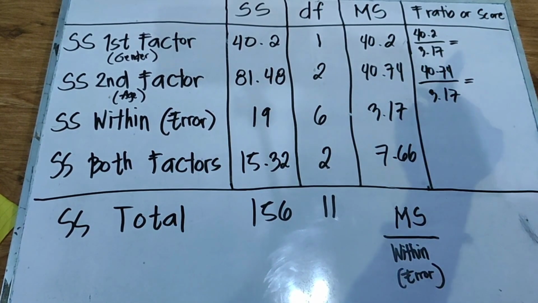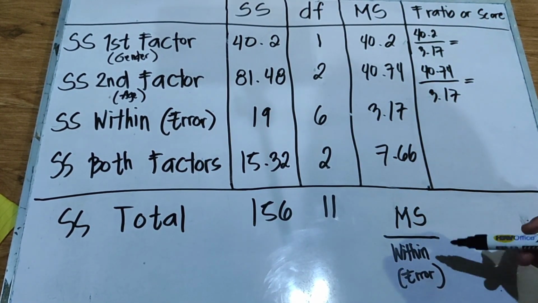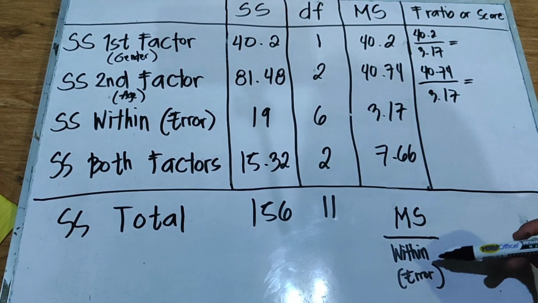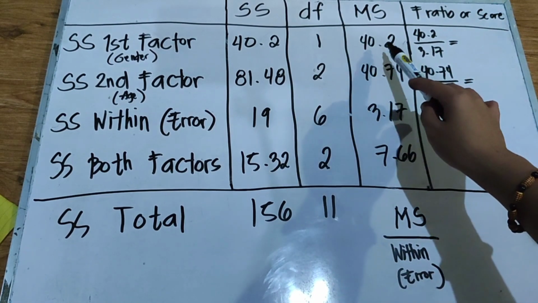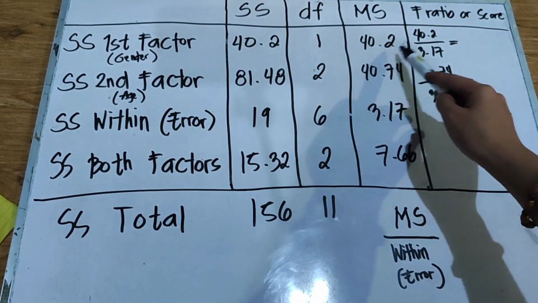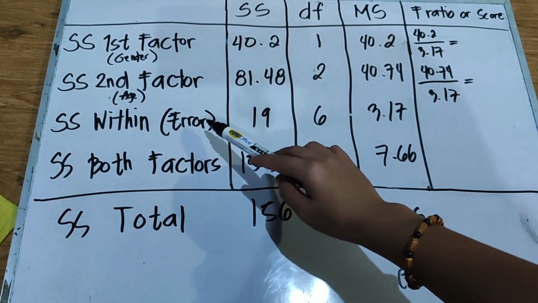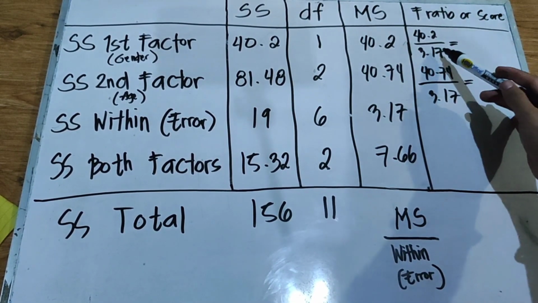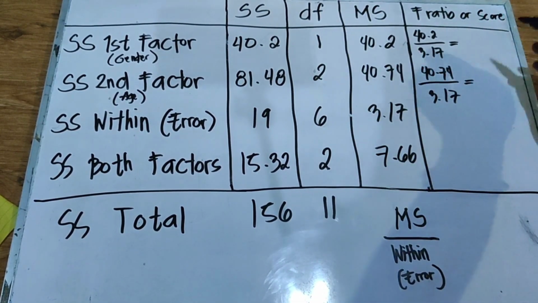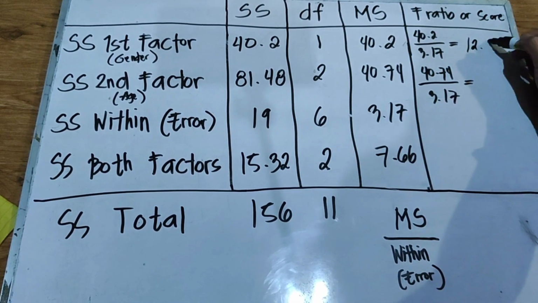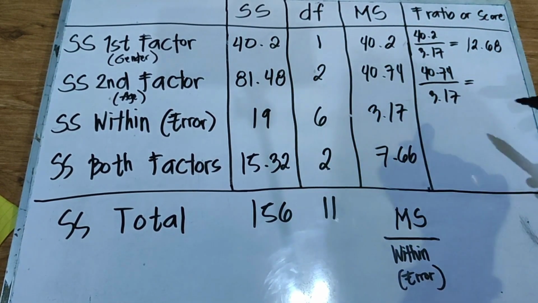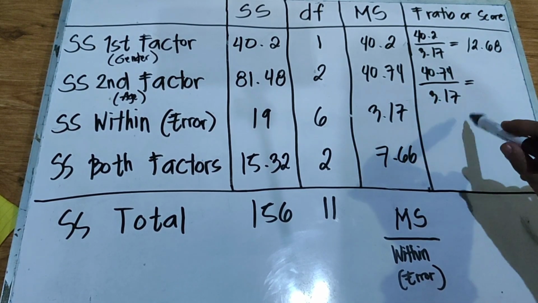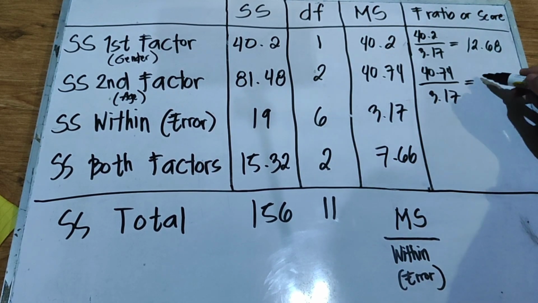Then for the F ratio or score, we need to use this formula: mean square divided by within or error. So mean square for the first factor, gender, is 40.2 divided by the mean square for within error, which is 3.17. So 40.2 divided by 3.17 equals 12.68. And then for the second factor, 40.74 divided by 3.17 is equals to 12.85.